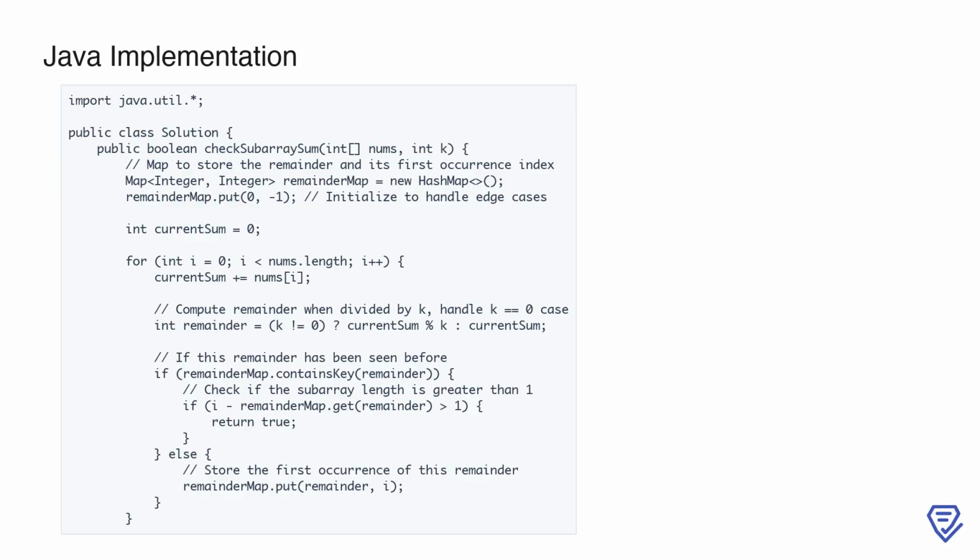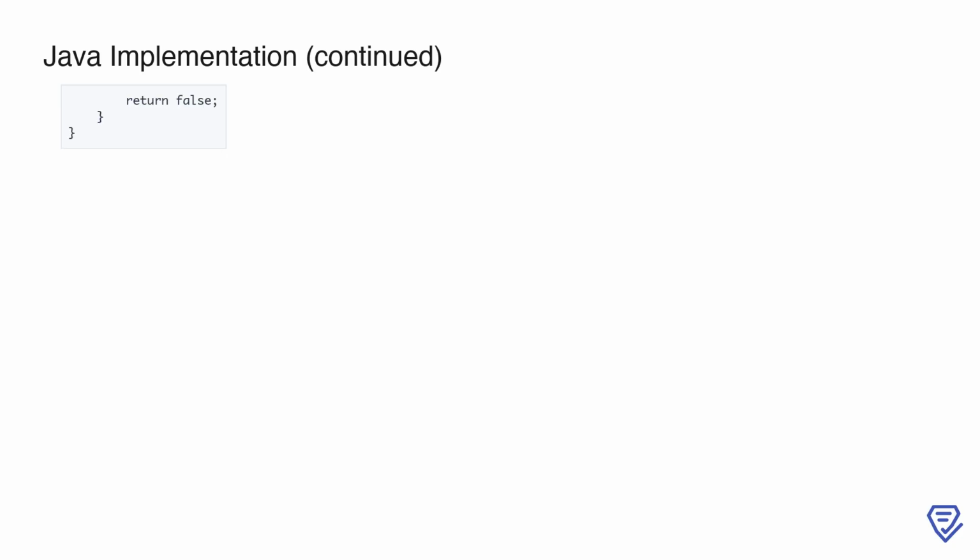Otherwise, if the remainder is not already in the map, we add it along with the current index to track its first occurrence. Finally, if the loop completes without finding any valid subarray, we return false. This ensures that we only return true when we have positively identified a subarray of at least two elements whose sum is divisible by k. The algorithm efficiently handles edge cases, such as when k is 0 or when the subarray starts at the beginning of the array, thanks to the initialization of the remainder map and careful handling of remainders.